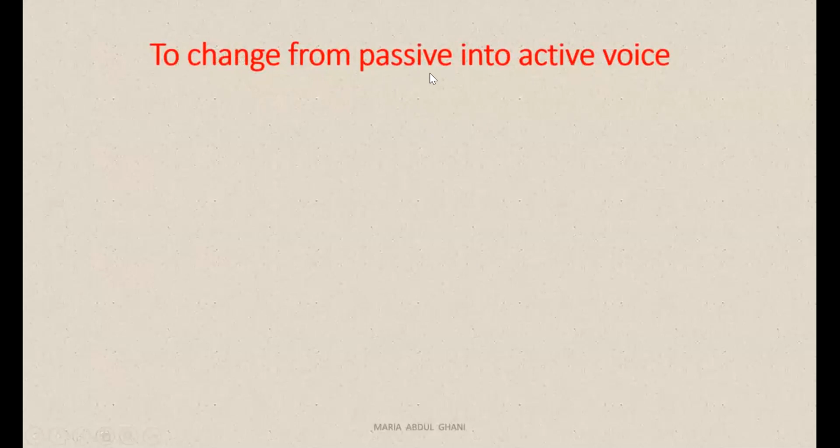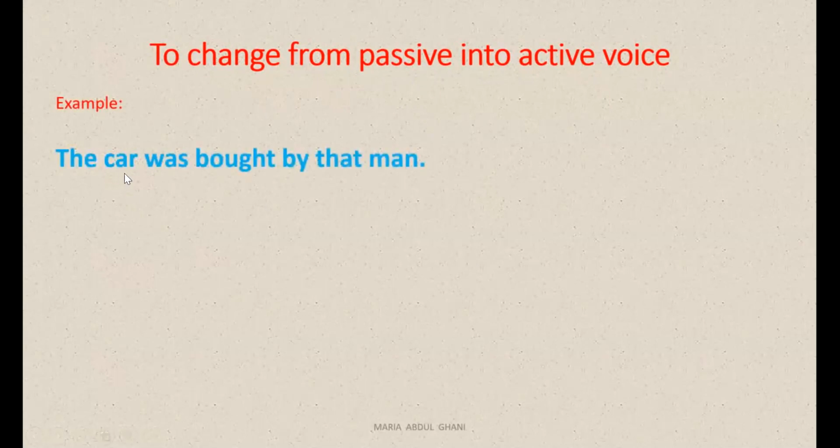Okay, so to change from passive into active voice, it's the opposite. Now we have passive voice and we want to return it back into active voice. What to do? The example here: the car was bought by that man. We have to identify the subject, the verb, and the object if it exists. Here, the subject is the car. The verb is was bought. And here we don't have an object. Here we have by. By is a preposition. So by that man is called a prepositional phrase.